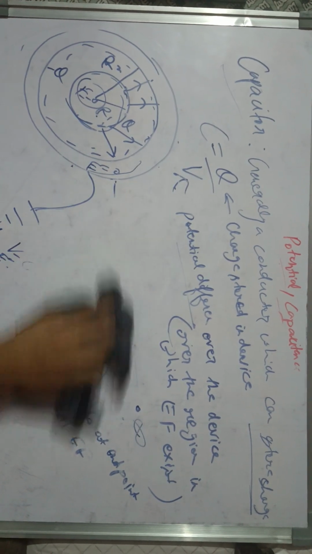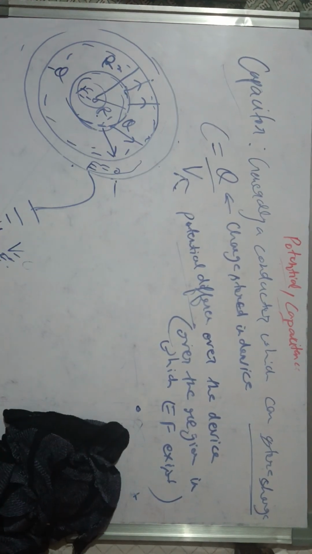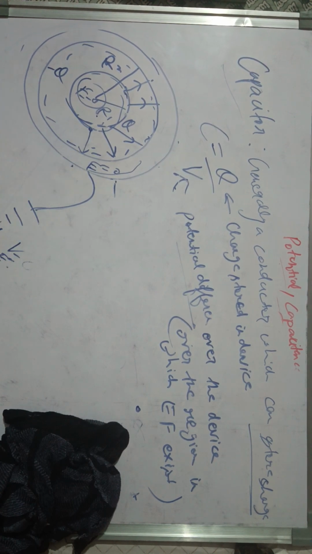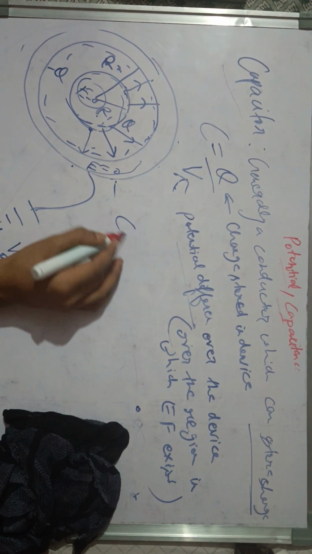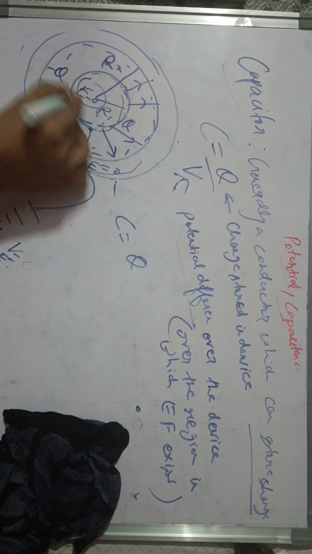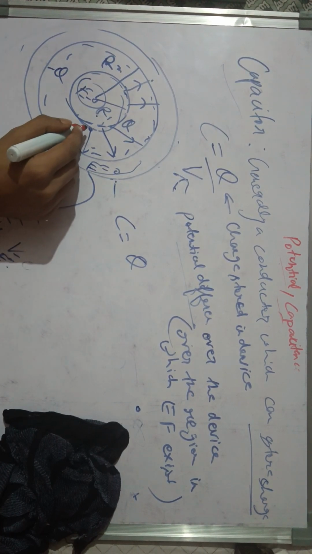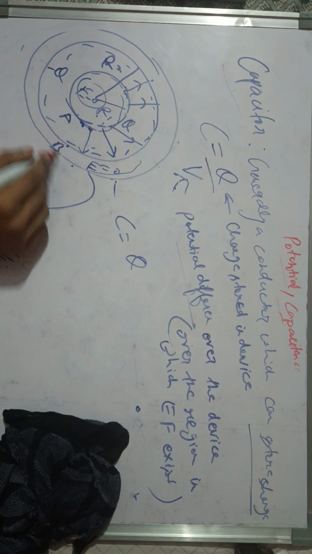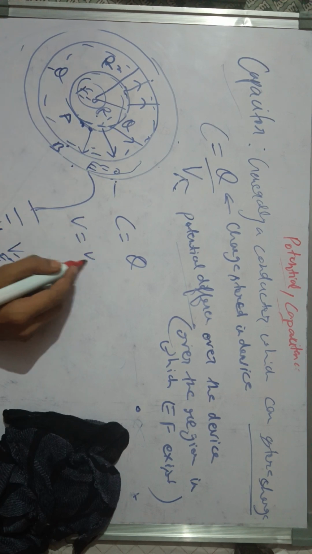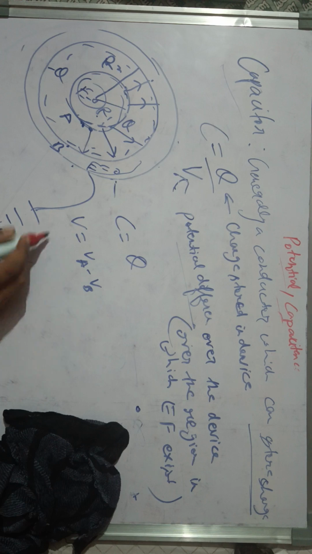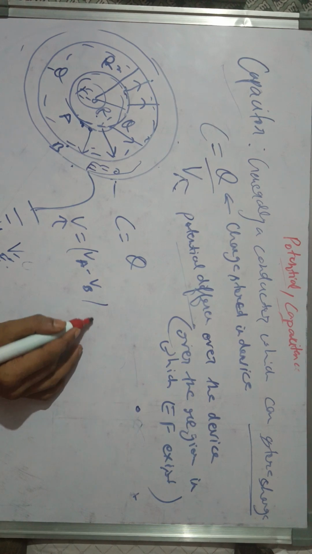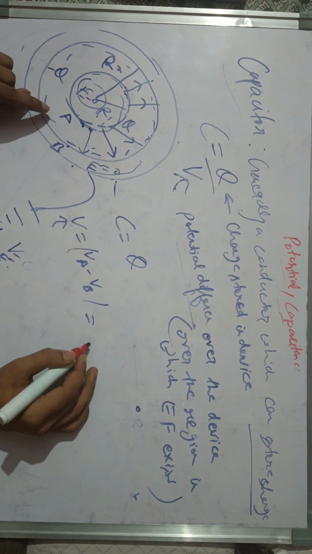So the capacitor in this case has electric field starting at this point, ending at this point. So capacitance will be given by the charge q stored here and the potential difference between this point A and this point B. So V will be equal to VA minus VB. We will always take the magnitude of the potential.